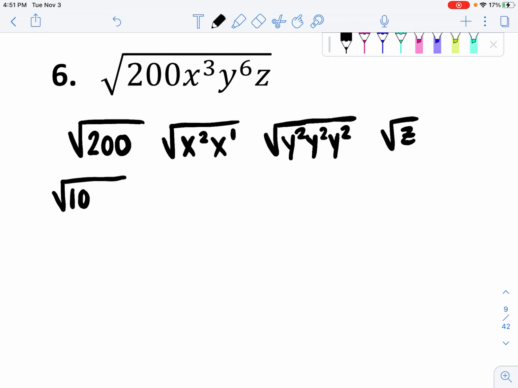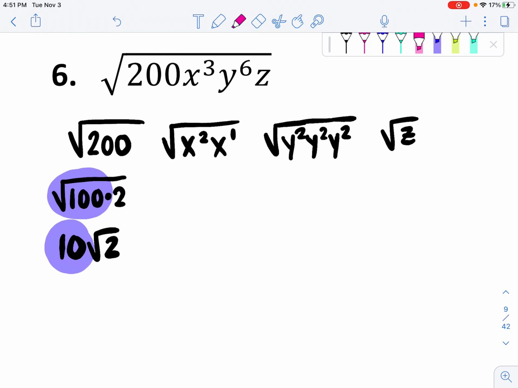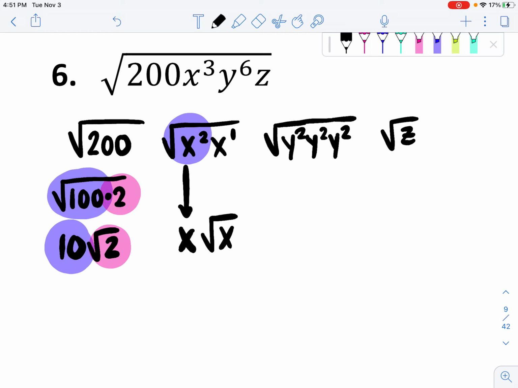Now 200 we should know as 100 times 2. 100 is a perfect square, so that gets to come out as a 10. So 10 square root of 2 is what the square root of 200 gives me. Then I have the square root of x squared, which is a perfect square, so that gets to come out as an x. But my x to the first is trapped. So I get x and then the square root of x.